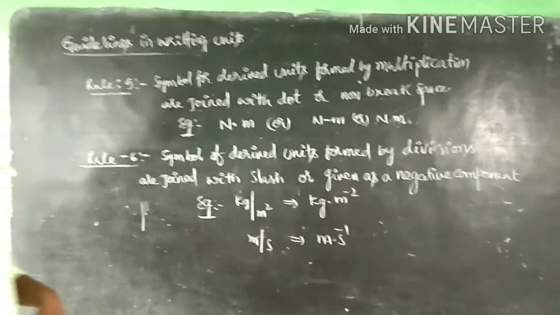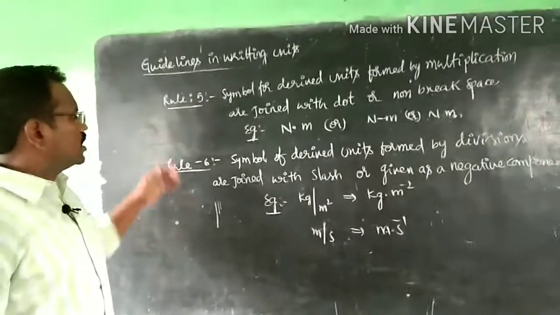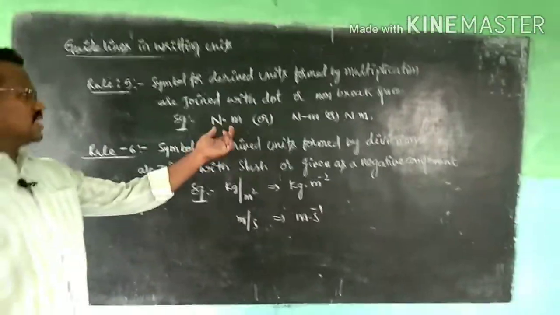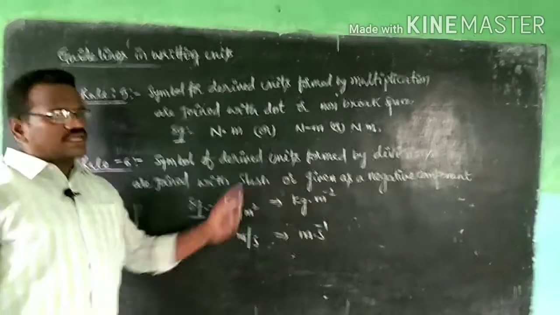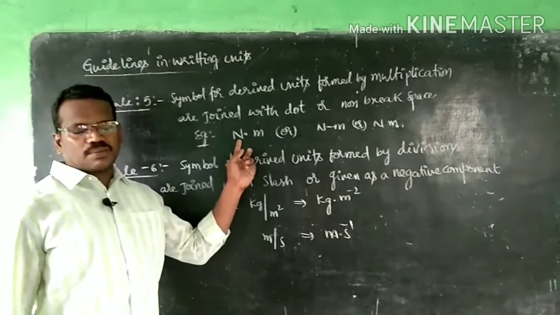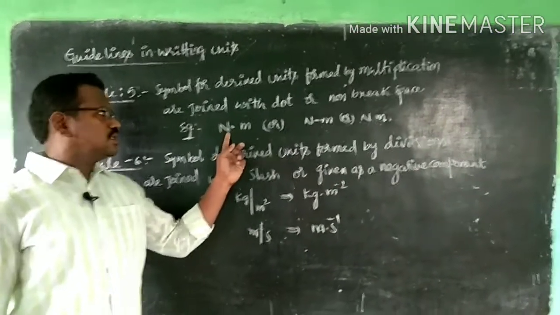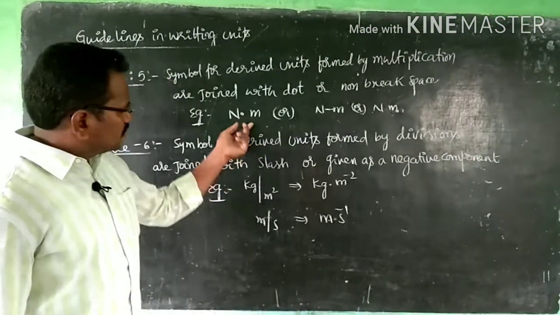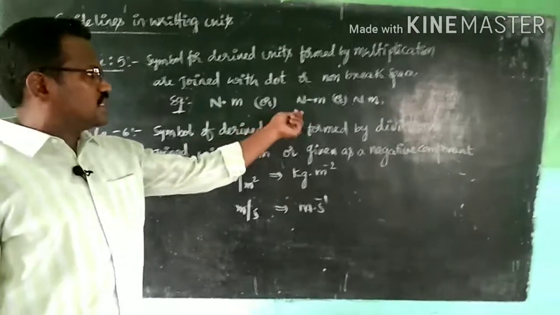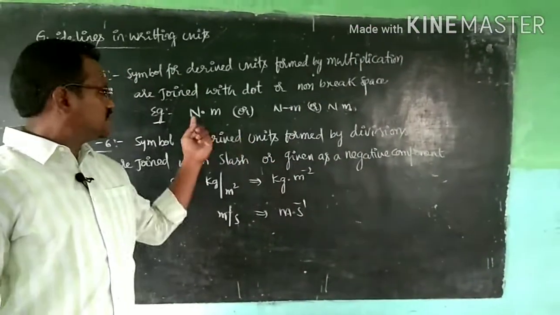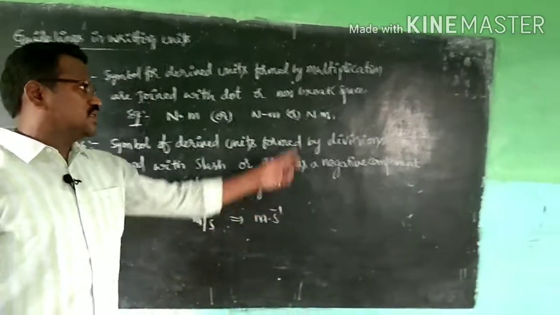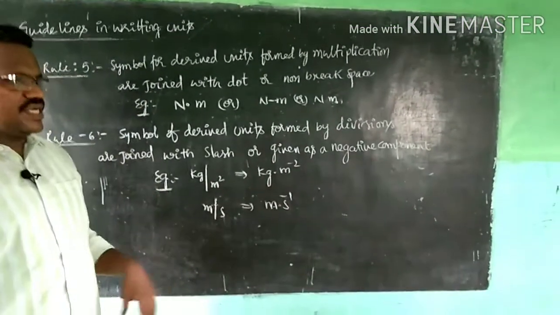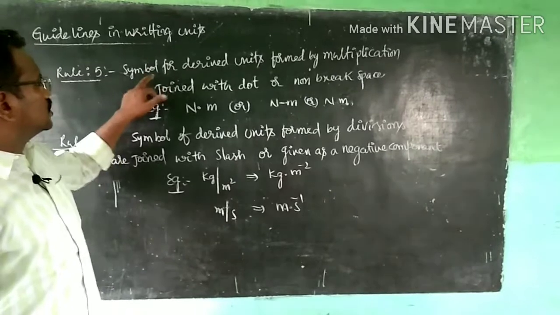There are 2 more guidelines while writing the units. Rule 5. Here see the example, Newton into meter. Newton is the name of a person, so I wrote the capital letter. Meter we should write in lowercase. This same thing can be represented using a hyphen also. The same method we can utilize even without any gap, or with a hyphen or a dot. Now see the rule.